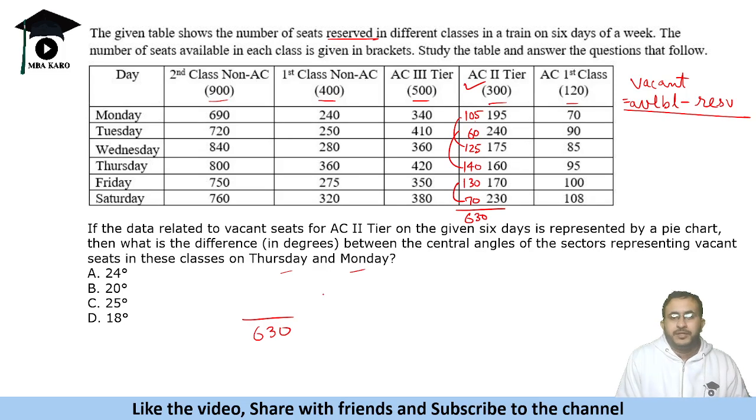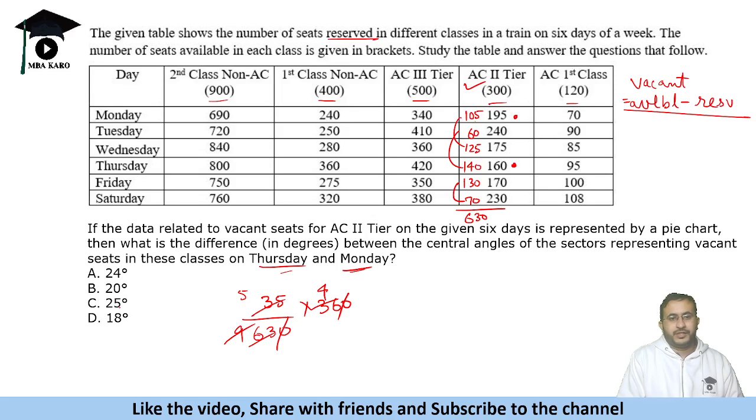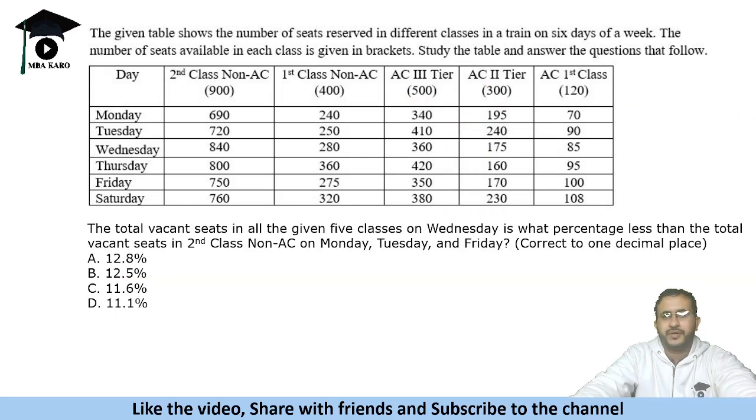We need to find Monday and Thursday's difference. So Thursday it is 140, Monday it is 105. So the difference is 35. So we need to find this angle and we need to multiply by 360 to get the angle. Okay. So 35 and 63 are divisible by 7. Which gives us 7 into 5 is 35 and 7 into 9 is 63. So 5 into 4 you will get 20 degrees. Okay, so a bit of calculation involved in this particular set. So one should have ideally skipped this particular set.